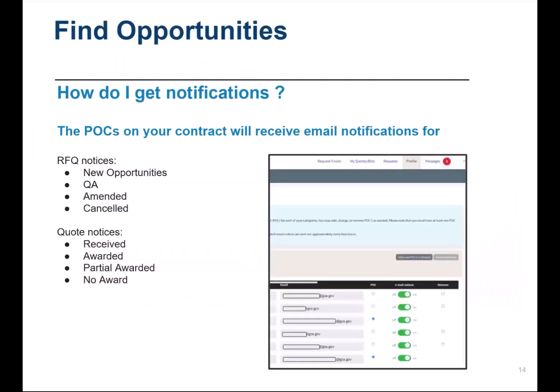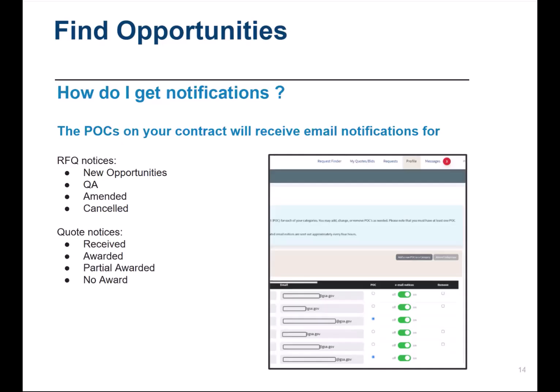How do you get notifications? eBuy will provide email notifications if you are set up to receive them. Again, please check the point of contact screen of your account. On the screenshot under the Profile tab, you will see the green toggle switch that email notifications are on.